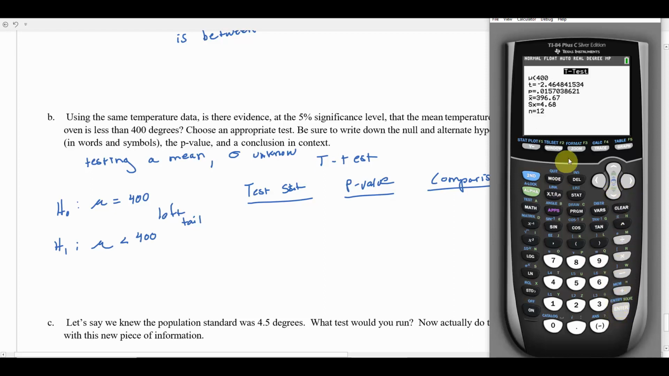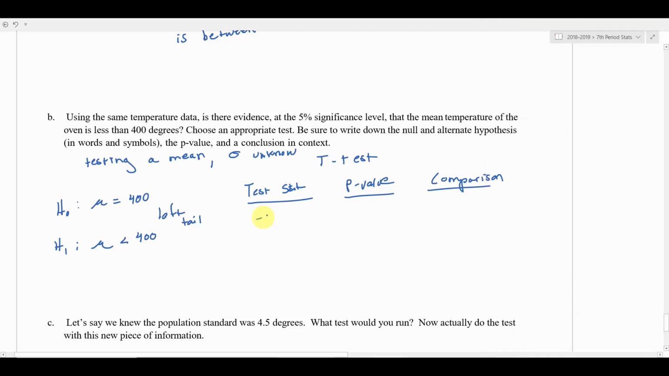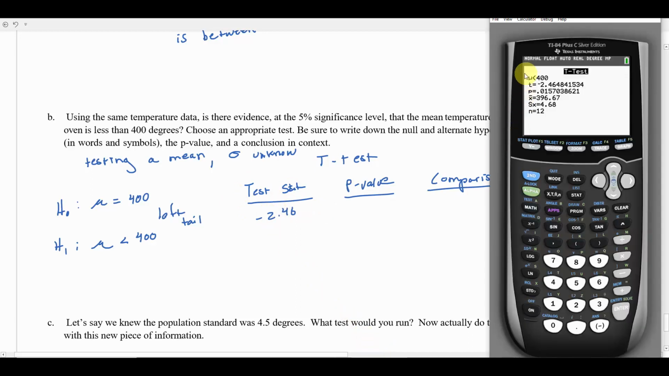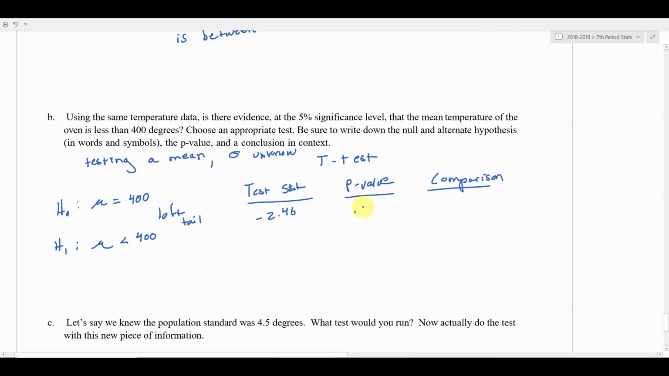Right, so our test stat is negative 2.46, indicating that we were 2.46 standard deviations to the left of what we expected to get. That's significant. Let's see if the p-value was low enough, right? What's the probability of getting that far away? That's what the p-value tells us. The probability of that happening is 0.015 or 0.016 if we round.